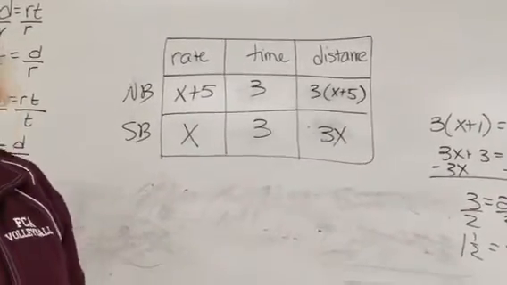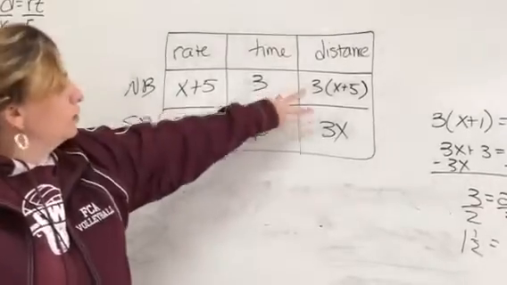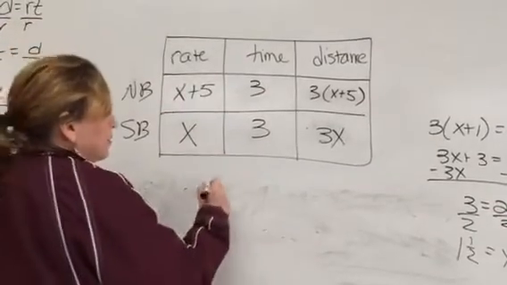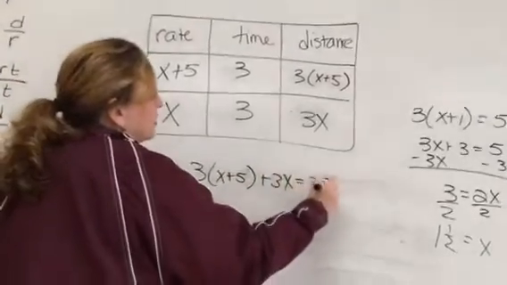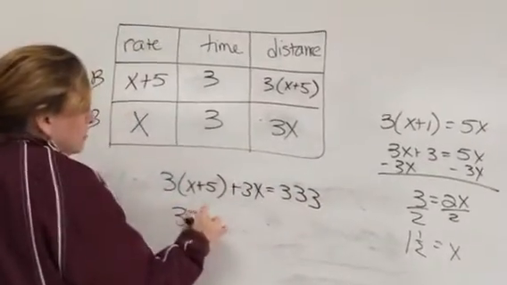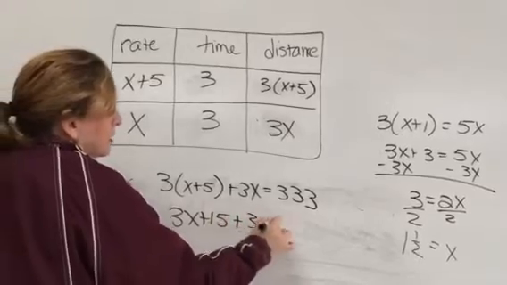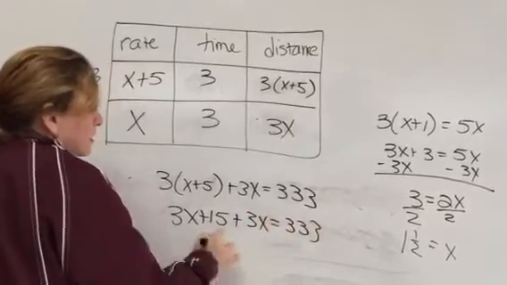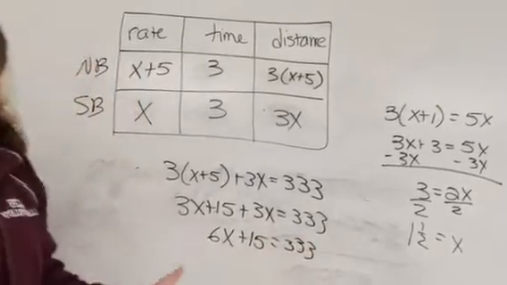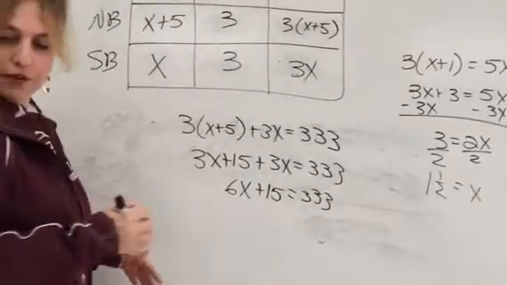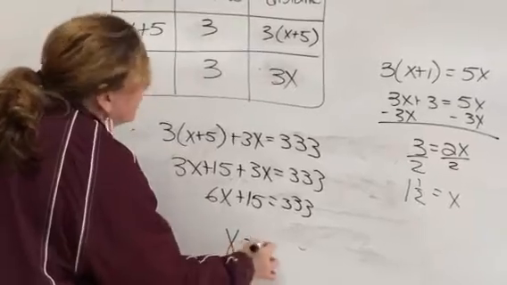Okay, so what's the equation going to be? We're going to add these two and set that equal to 333 miles. 3 times X plus 5 plus 3X equals 333. 3X plus 15 plus 3X equals 333. 6X plus 15 equals 333. I'm going to save some time and just tell you that X is going to equal 53.